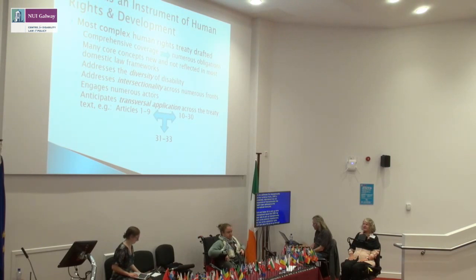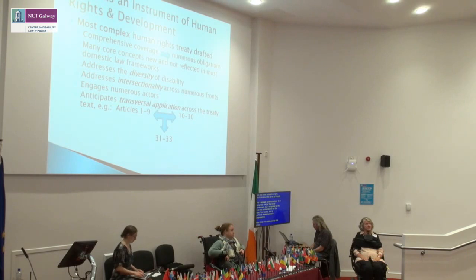And it engages numerous actors. So it recognises not just the role of government, but it recognises for the first time in international law the role of civil society, and in particular, disabled persons' organisations. Now, whilst civil society and, to that extent, disabled persons' organisations have had an informal role within international law and the work of the United Nations, it has never had an implicit binding role within any of the previous instruments. That has been included within CRPD, and it is one of the new concepts.